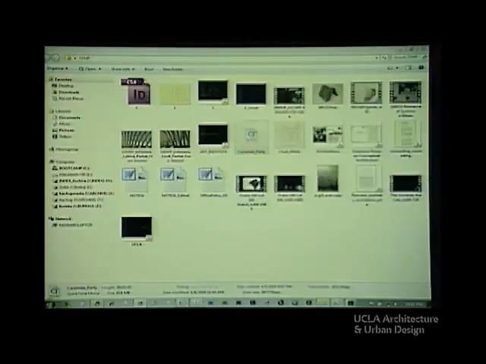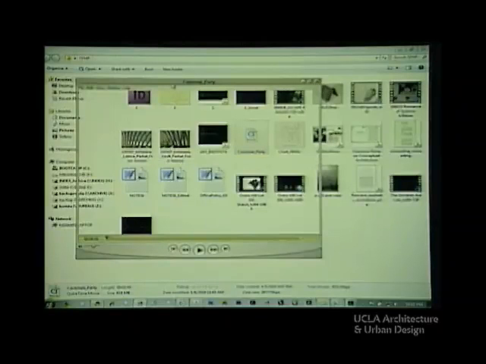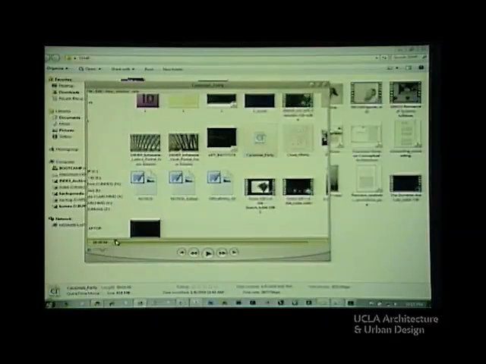If I can get this thing to play. Oh. Is this going to work?